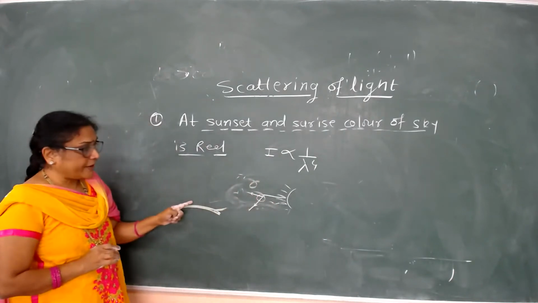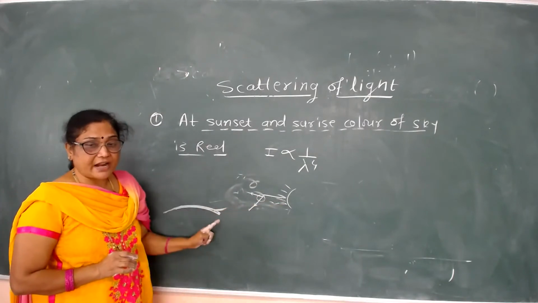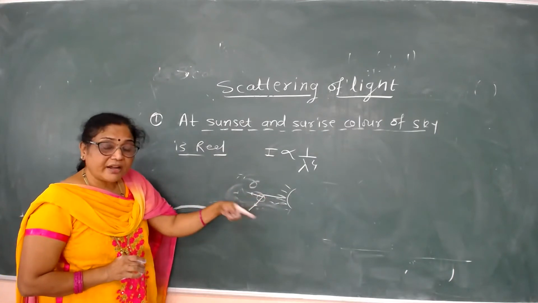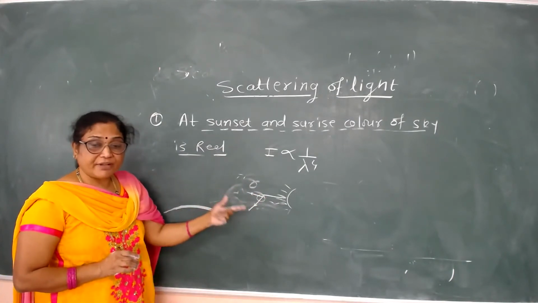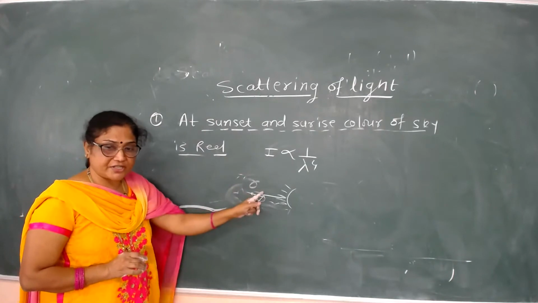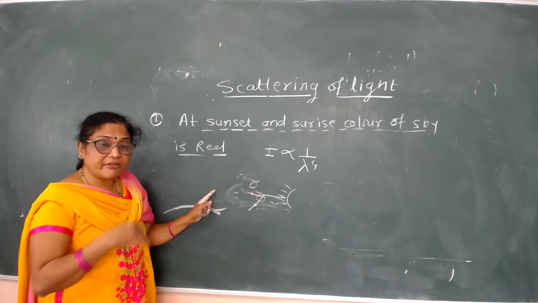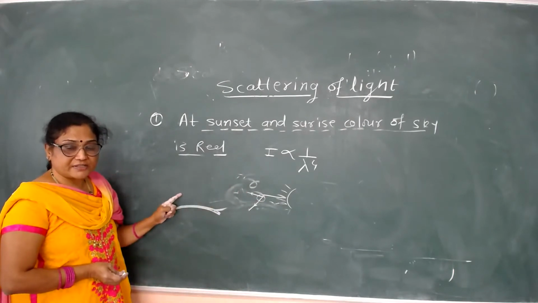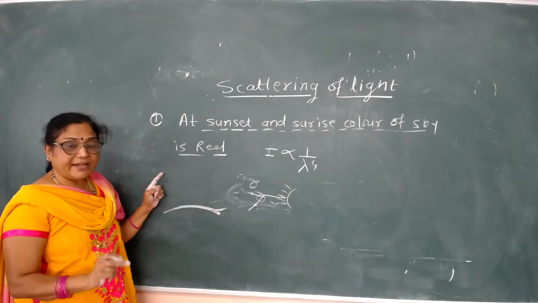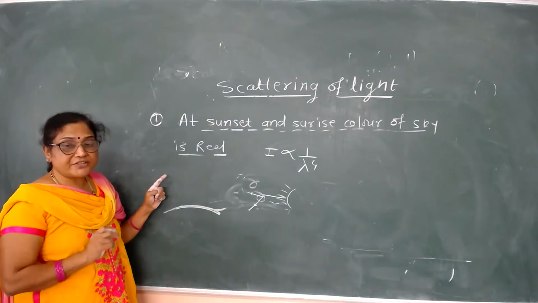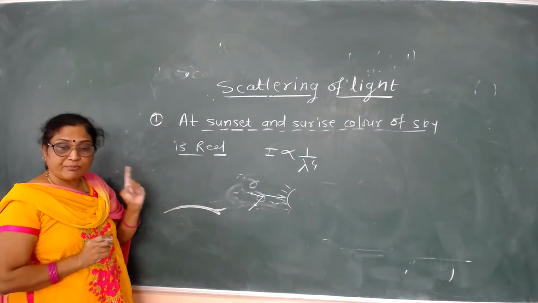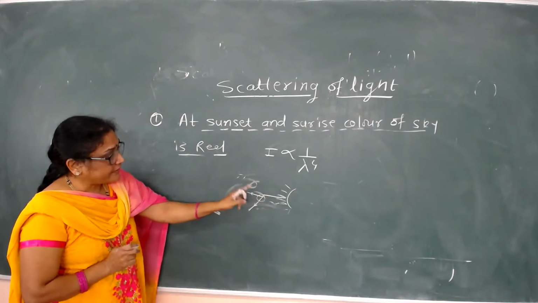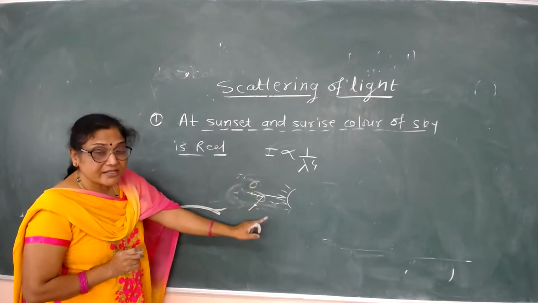The distance between the earth surface and the sun is large. It means the red color, with its large wavelength, can cover a large distance. Wavelength means the ability to cover a distance. Which color has the ability to cover a large distance here? Red color has the ability to cover a large distance, and violet color can cover less distance because the wavelength of blue color is small. So both the colors are scattered. Red color is less scattered, blue color is more scattered.